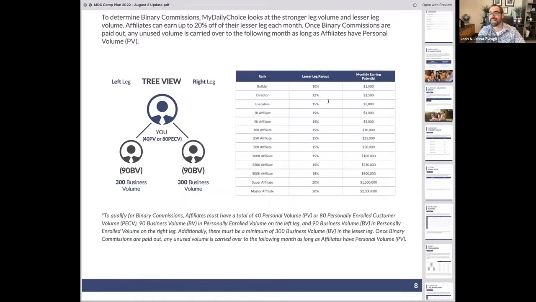And there's a lot of other benefits in having PV, like loyalty rewards and a lot of stuff. But at a worst case scenario, you can hit the rank from your personal customers. But let's talk about binary.